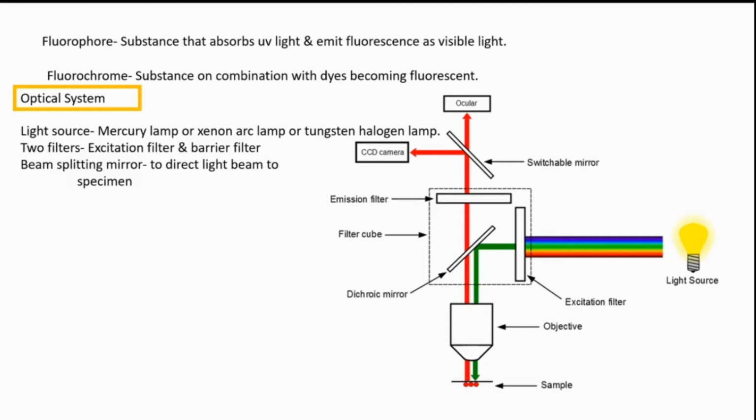Fluorochrome means there is a substance, and we are adding dyes to that substance. After adding dye to that substance, it gains the ability to absorb UV light and to emit visible light as fluorescence. Then I think it's very clear to you. Then we are going to see the optical system of the fluorescent microscope.